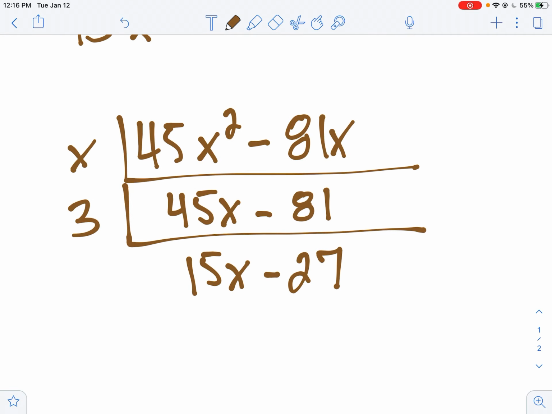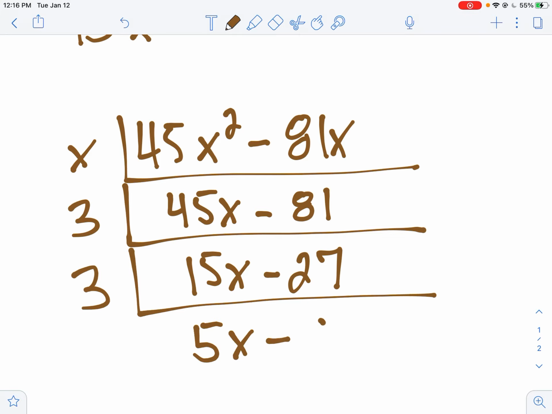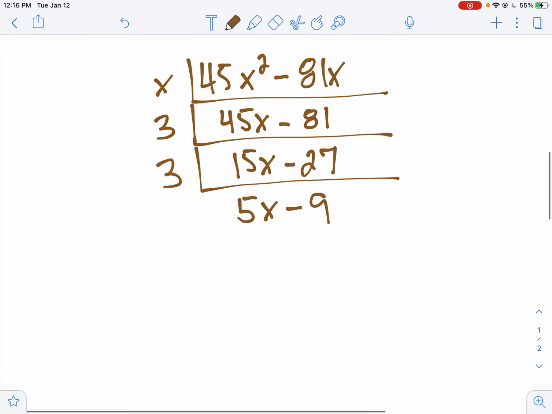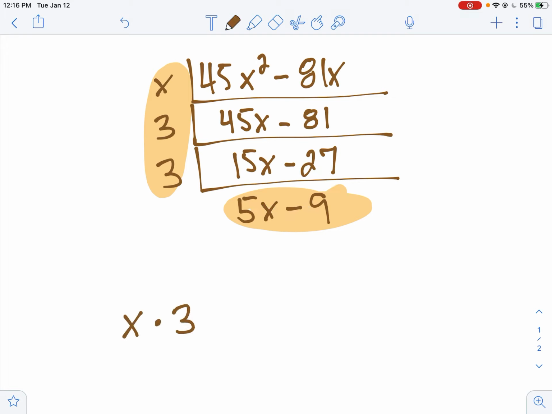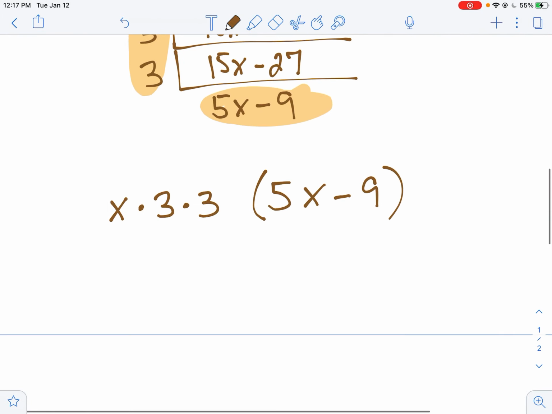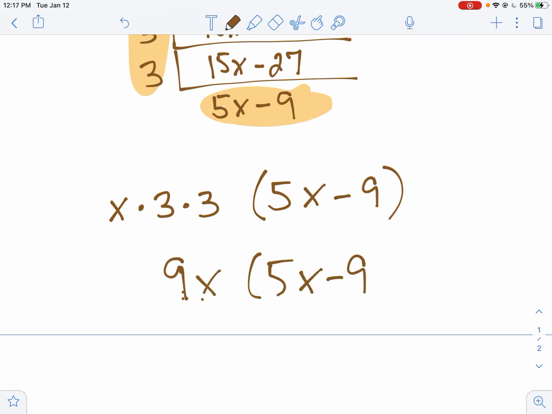Now when I get here, I'm looking at 15x minus 27. Hey, I can still divide that by 3 again. So if I do that, I get 5x minus 9. Now I'm looking at 5x minus 9, nothing I can factor out of there. So then, what do I do? This goes on the outside. This goes on the inside. So I would do x times 3 times 3, all times 5x minus 9. I can simplify x times 3 times 3. 3 times 3 gives me 9. So I can rewrite this as 9x times 5x minus 9.